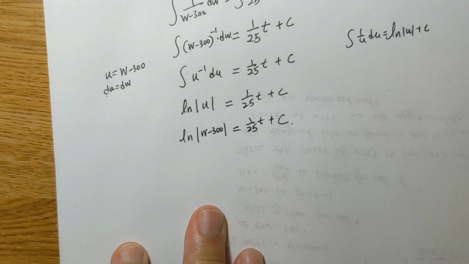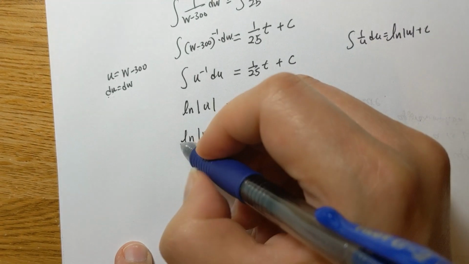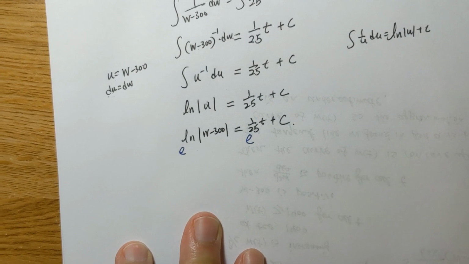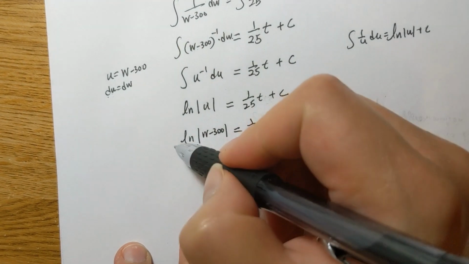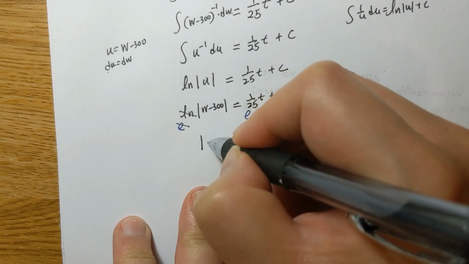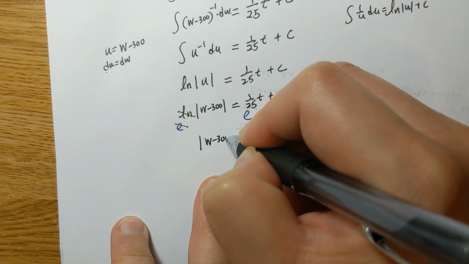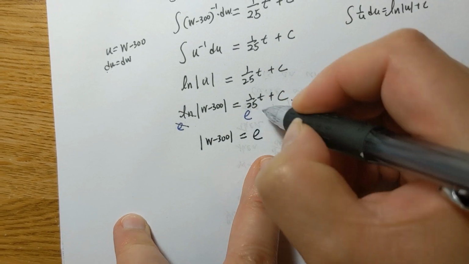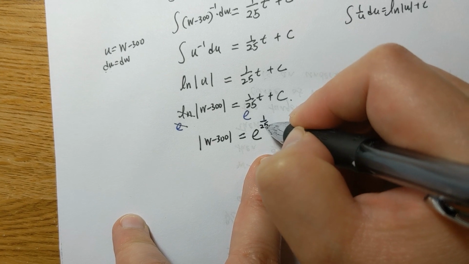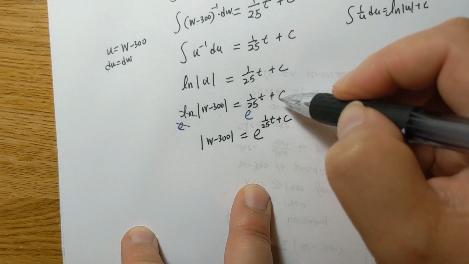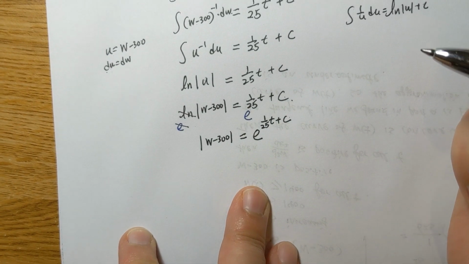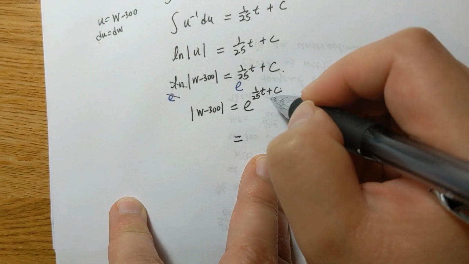In order to undo ln, we have to use e. So I'm going to put e as a base for both sides. So this cancels out, and I get the absolute value of W minus 300. And this is going to be e to the exponent 1/25 t plus C. This becomes the exponent. Now let's take care of the right side over here.